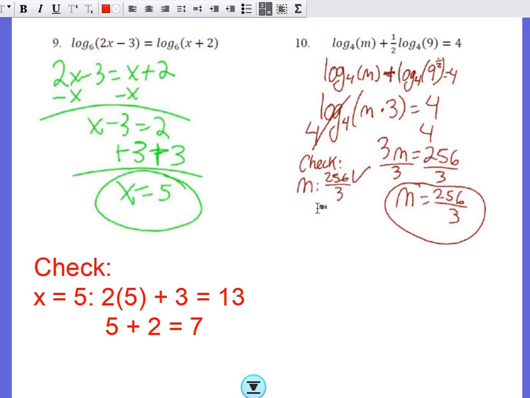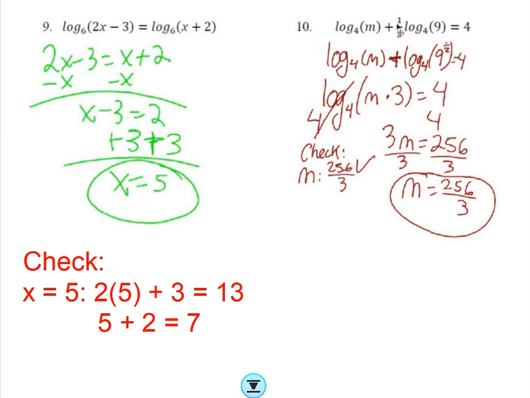But we do need to check if it is an extraneous solution. The only place to plug it in is just the m here. Well, it is a positive number, which means it works, because it's just plugged in for m itself. So since 256 over 3, even if you don't know exactly what it is, you can tell that it's obviously positive.